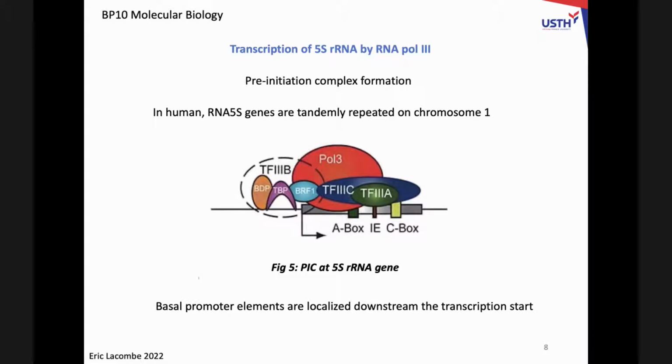It's the thing that you have to keep in mind. It is the first protein that interacts with the promoter. We're going to see it for Pol2. The first protein, for example, for Pol2, is the TATA binding protein.